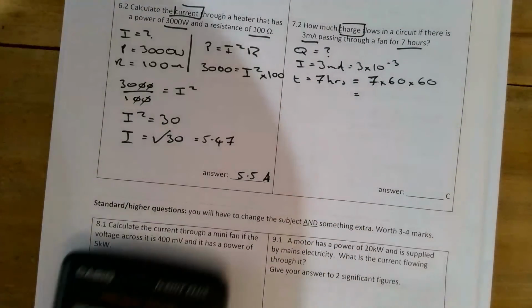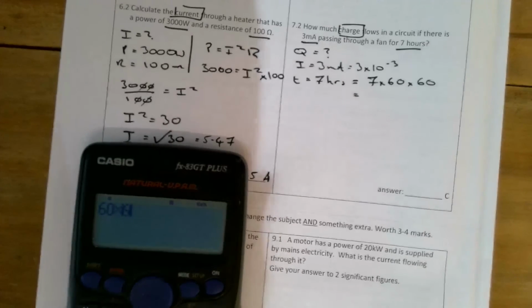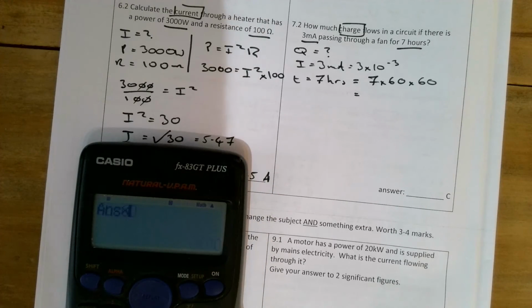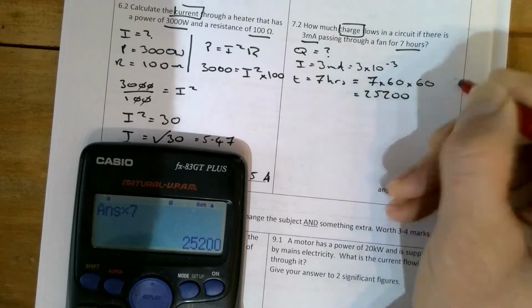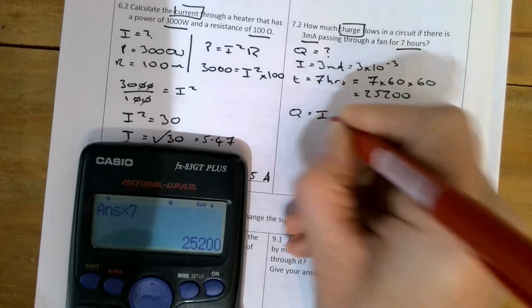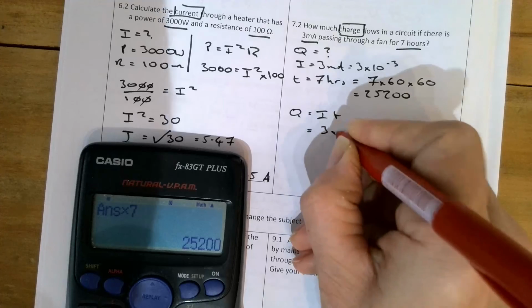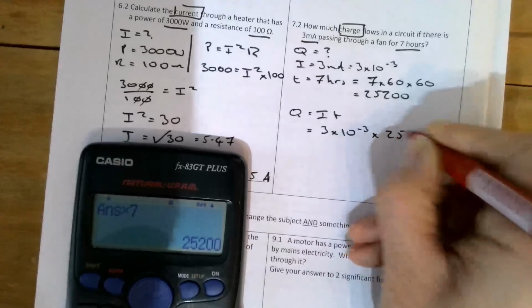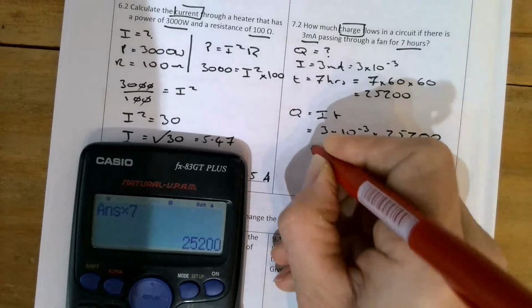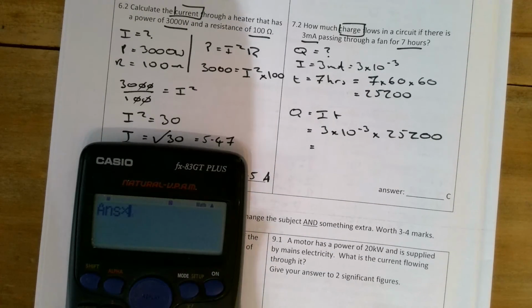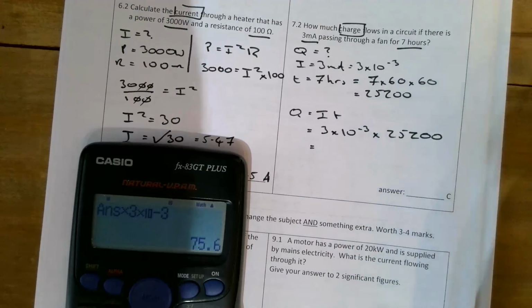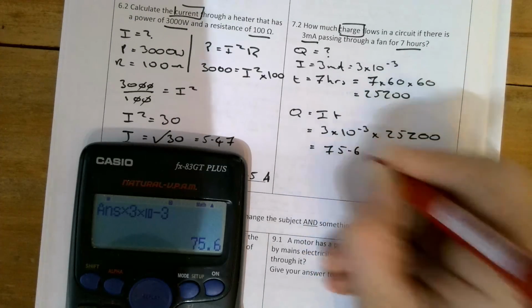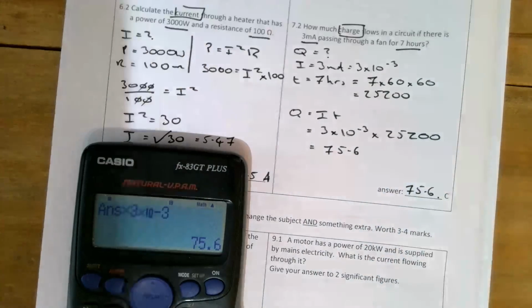So 60 times 60 times 7 is equal to 25200. So Q is equal to IT. Substitute the numbers in. 3 times 10 to the minus 3 times 25200, and that will equal 75.6 coulombs. Okay, thank you.